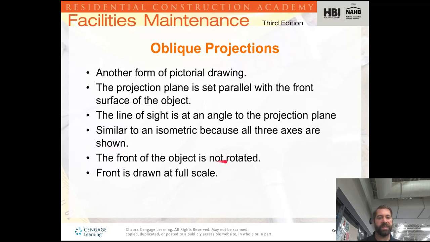The front of the object is not rotated. So you're looking at it just the way that it is, and it's only drawn on an angle so that you can see three-dimension detail. The front is drawn at full scale, but because we're drawing everything on an angle, it would become exceedingly difficult to scale everything that's on the angle.